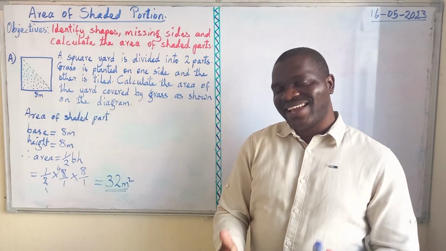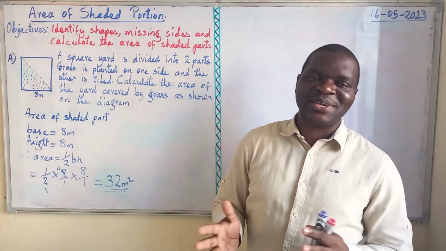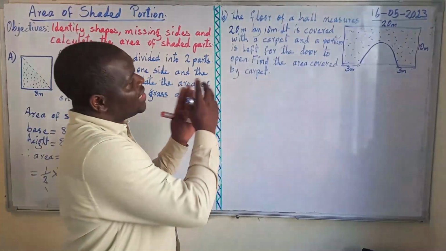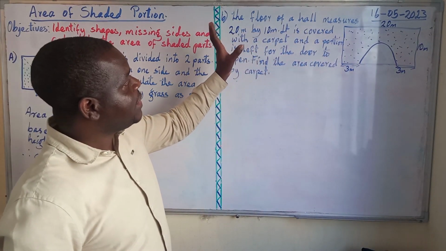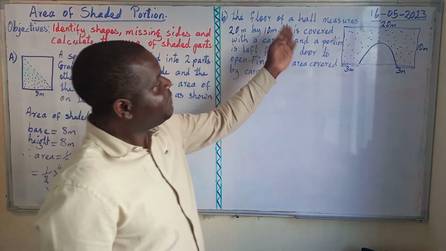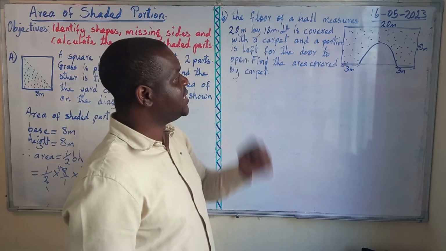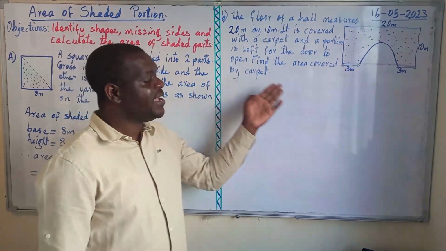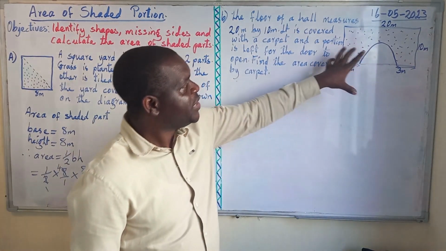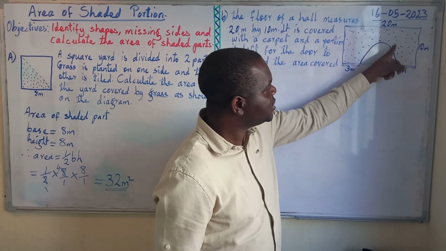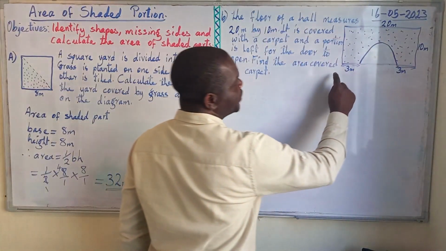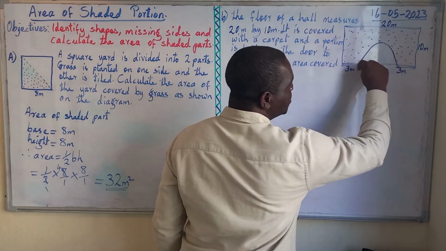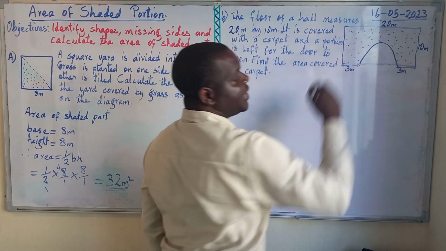Let's move on to the next question, which of course will have different shapes, and we should be able to identify these shapes and solve for the shaded area. Our second example talks about a hall and a portion that is left for the door to open. The floor of a hall measures 20 meters by 10 meters. It is covered with a carpet and a portion is left for the door to open. Find the area covered by the carpet. So if this is our floor and this portion is left for the door to open, we have to first of all calculate the area of the floor, which is a rectangle. Then we find the area of the semicircle and subtract the area of semicircle from the area of the floor.